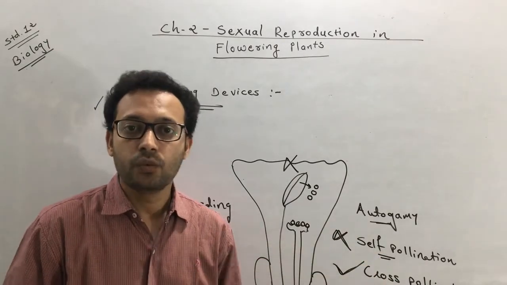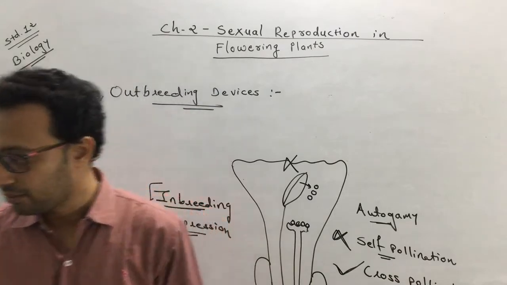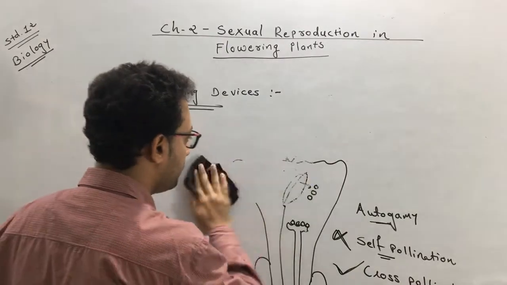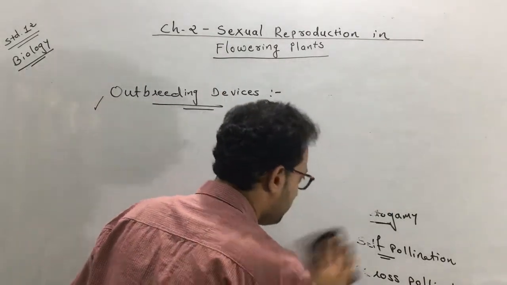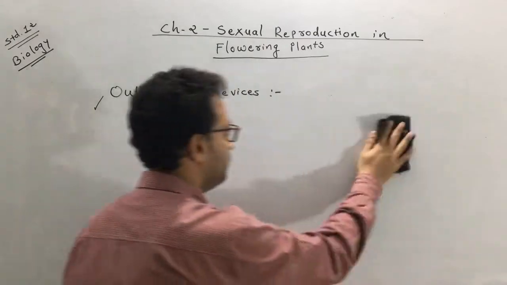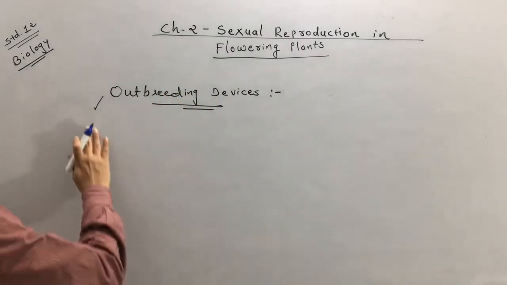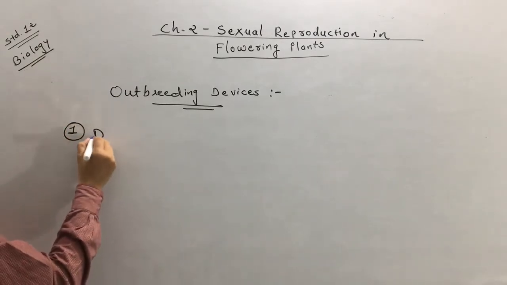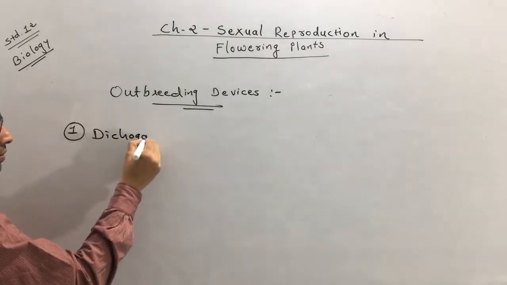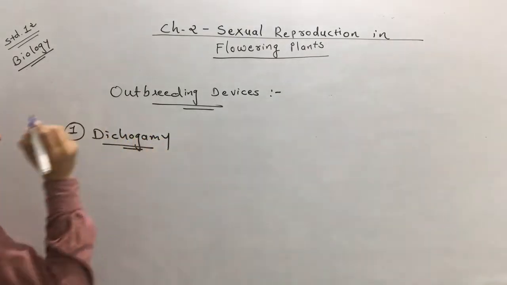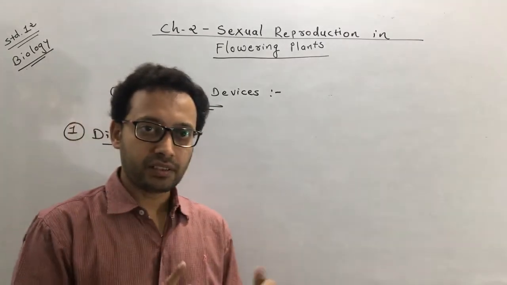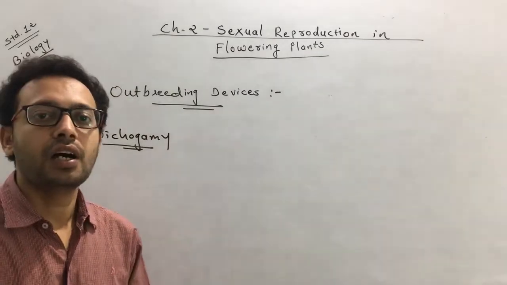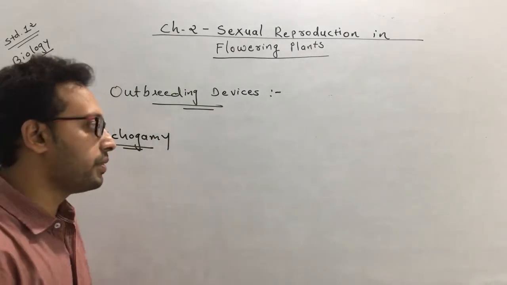So what are the strategies adopted by a plant which prevent self-pollination and promote cross-pollination? So we go ahead. What are the strategies adopted by the different plants? So let's discuss. The first strategy adopted as an outbreeding device is dichogamy. This is the first strategy adopted by a plant which prevents self-pollination or encourages cross-pollination, a kind of outbreeding device which prevents inbreeding.